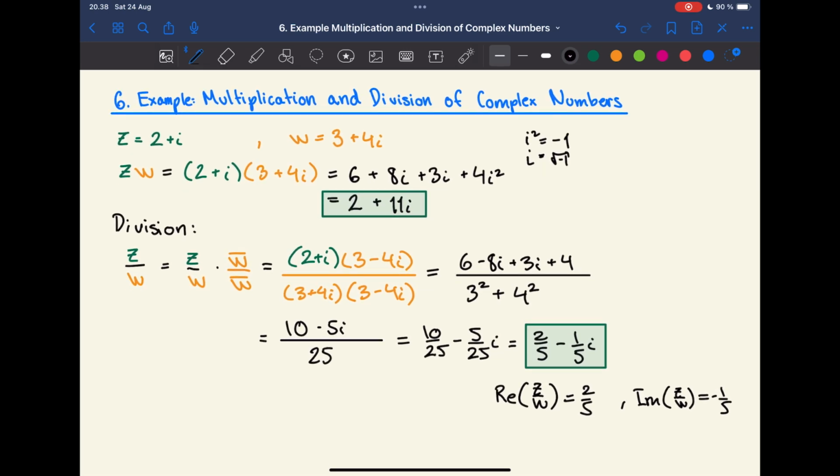That's an example of multiplication and division of complex numbers. I think we're going to look at the complex plane in the next video. That's a very exciting topic, and I would say it's now that it really gets interesting. So I'll see you in the next video.